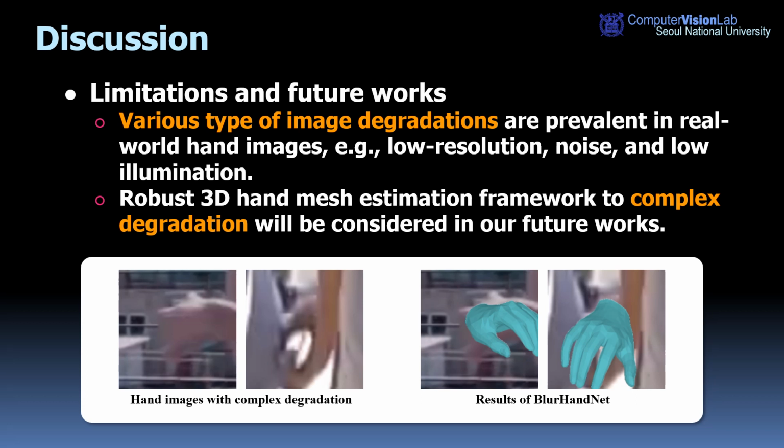In this paper, we focus on hands with blur artifacts. However, various types of image degradation are prevalent in the real world, such as low resolution, noise, and low illumination. The figure below shows that our BlurHandNet produces less accurate results when the input contains multiple complex degradations. A 3D hand mesh estimation framework robust to complex degradation will be considered in our future work.